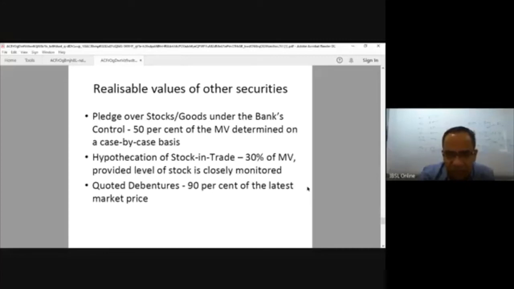Hypothecation of stocks in stock in trade is 30% of the market value. Quoted debentures, 90% of the latest market value. So these are the realizable values. Normally, these are the indicators for the realizable value of different securities we are taking as security for lending. So the rest of it we will see at the next class.